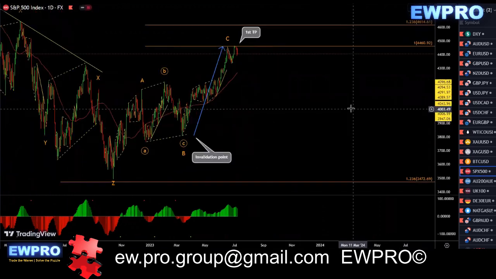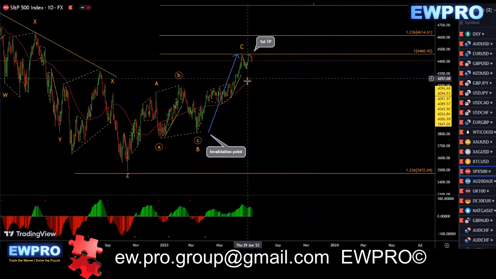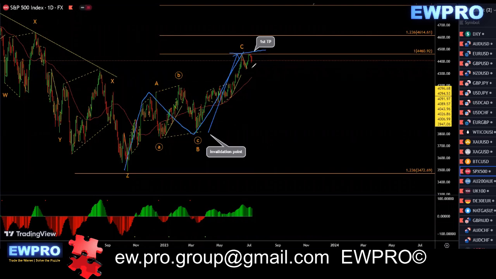S&P 500. This may be complete now. We got that A, B, C up to that 100 fib, the first target. I think we did lose the bearish divergence in there, but it was finding a lot of resistance at this 100 fib.